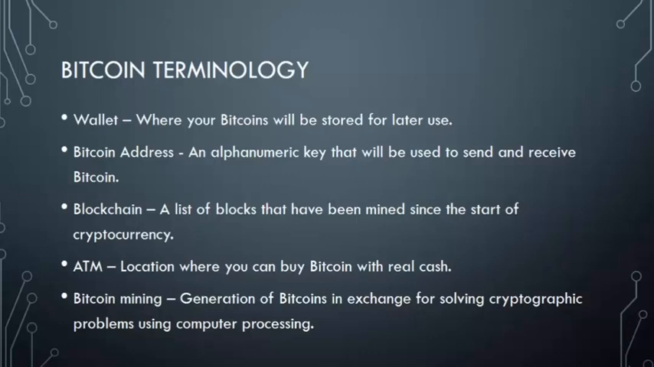Now let's look at what a Bitcoin ATM is. A Bitcoin ATM is a location where you can buy Bitcoins with real money. This is where you exchange your money, for example, US dollars, or the Great Britain pound, for Bitcoin. So you're basically converting your currency into Bitcoin.